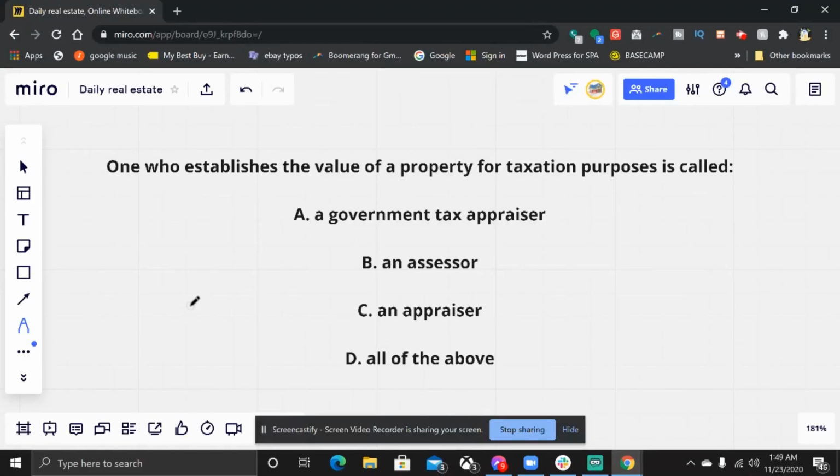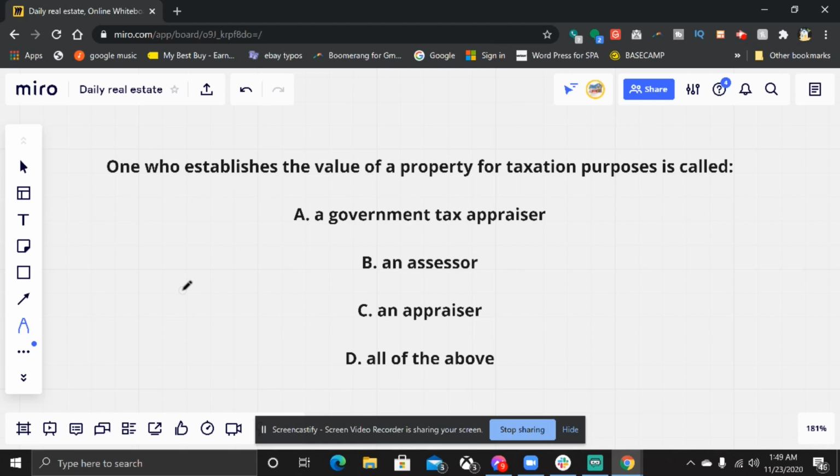Hello, everybody. This is your daily real estate practice exam question, and I got a fantastic one. Simple, easy, but absolutely fantastic. And I don't think we've talked about this yet. So let's take a look at it.